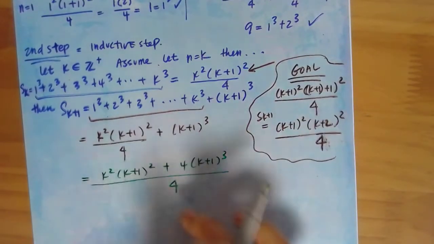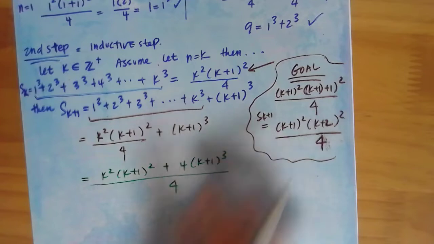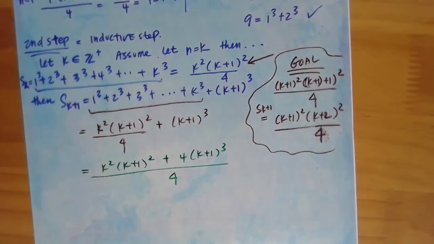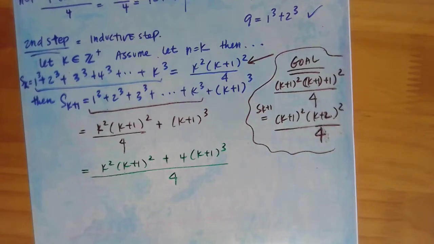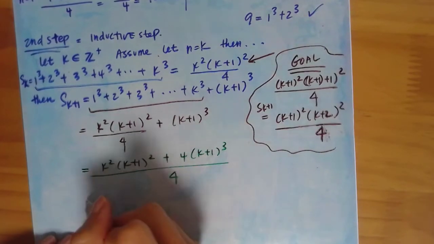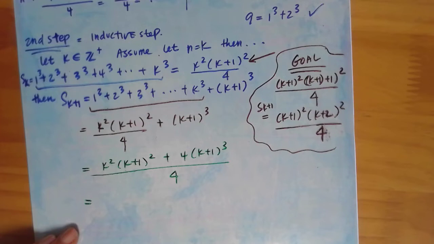Remember, we can separate them. This goes with this, goes with this. So, common denominator. But this doesn't look anything like this, so I don't know yet that you've really proven it. So I'm going to simplify this. How do I simplify this?